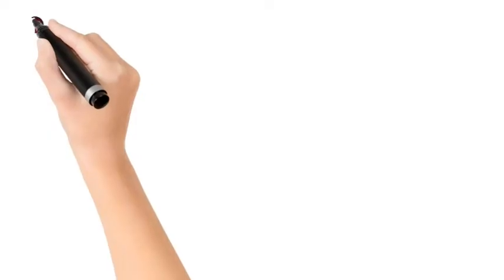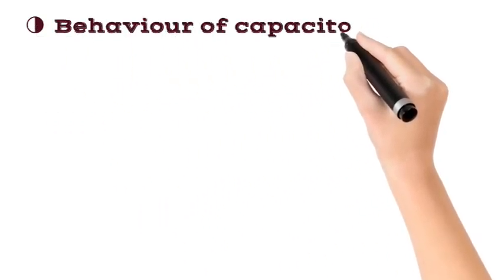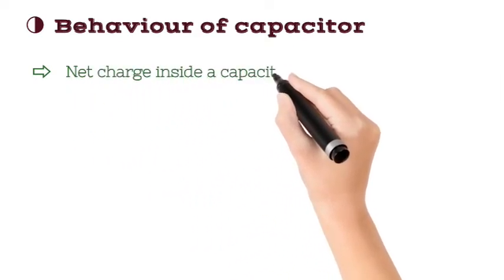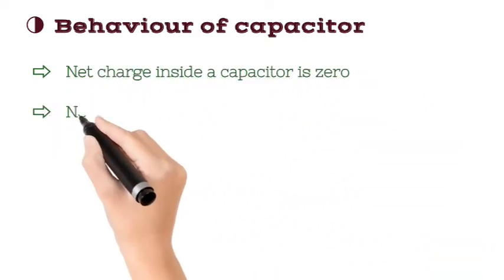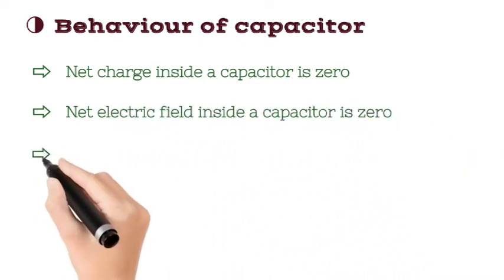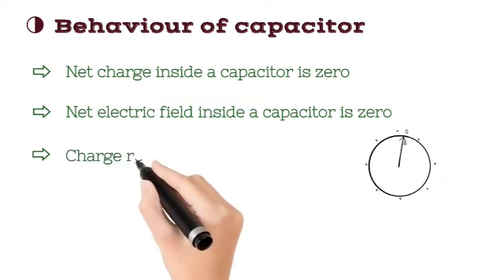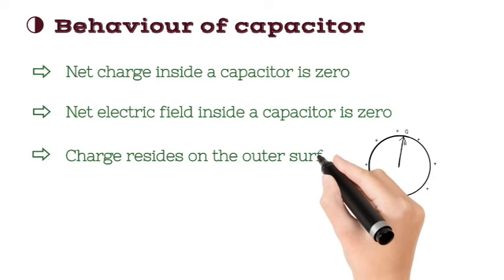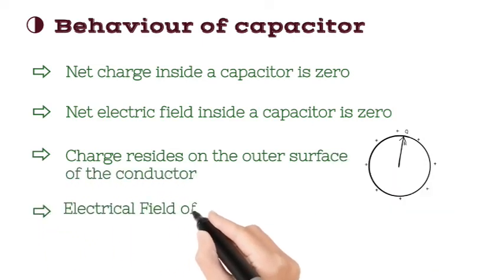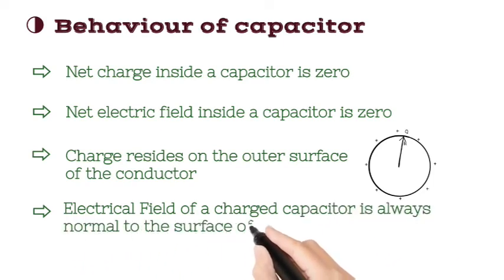Now, let's discuss the behavior of capacitor. Do you know, net charge inside a capacitor is 0 and net electric field inside a capacitor is also 0. Charge resides on the outer surface of the conductor. And the fourth behavior of capacitor is that the electric field of a charged capacitor is always normal to the surface of the conductor.